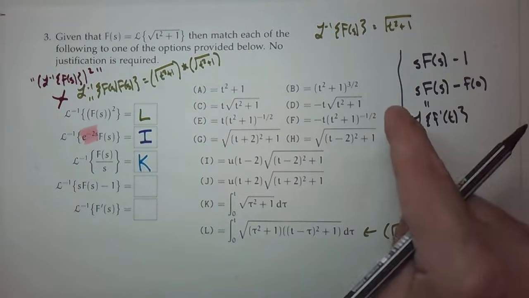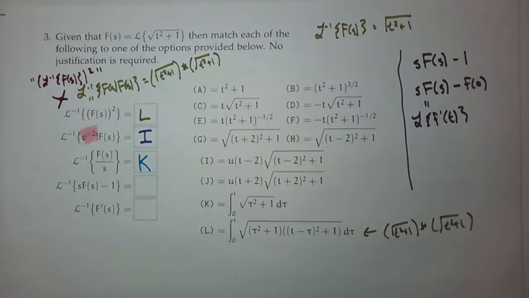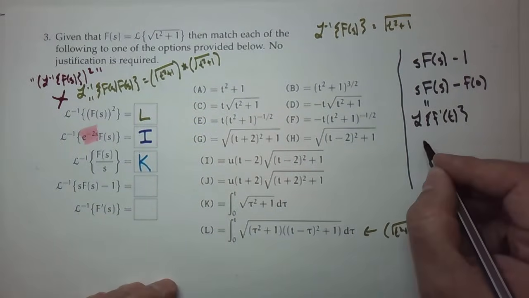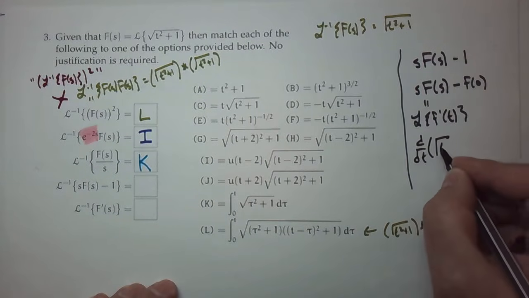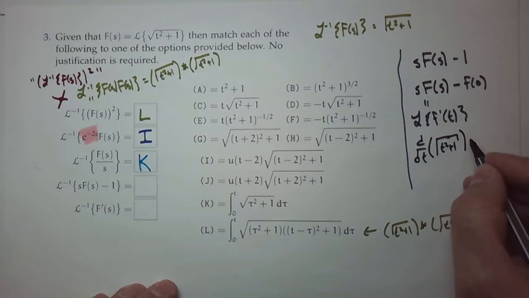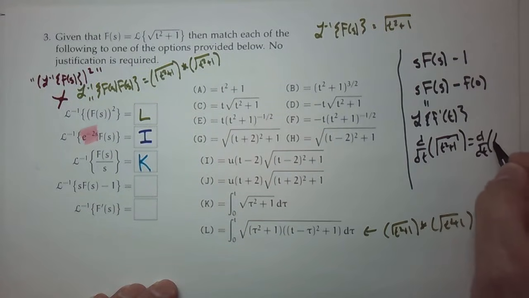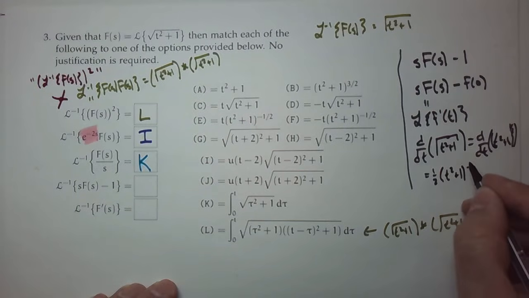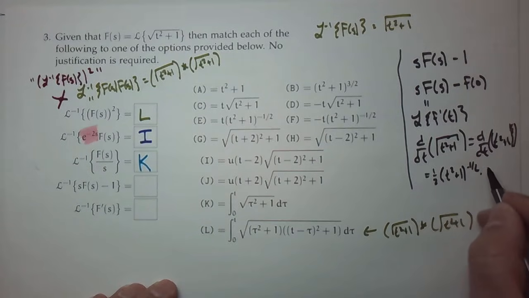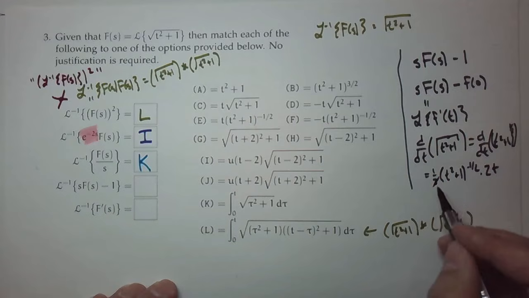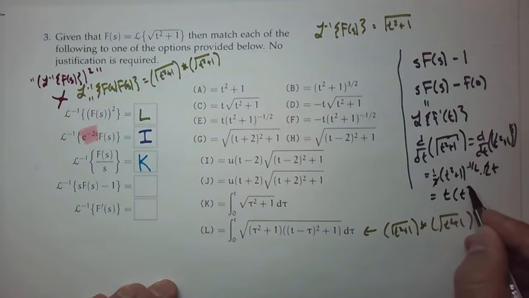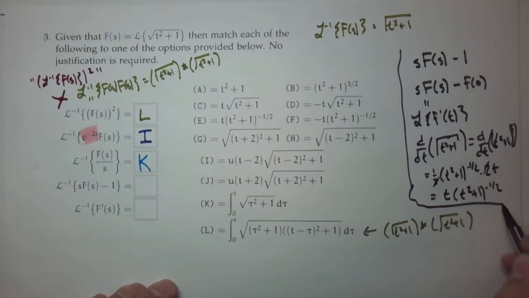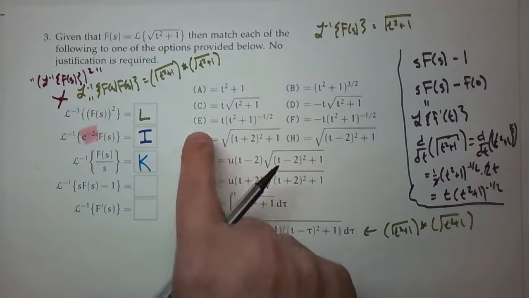So what should we be looking for? According to this, what are we trying to do to our function, square root of t squared plus 1? Yeah, we're looking for the derivative of the square root of t squared plus 1. We know how to take derivatives, I hope. T squared plus 1 to the half power. The half comes down. T squared plus 1 to the minus half power, because half subtract 1 is minus a half, times the derivative of the inside, which is 2t. The 2's cancel. So we're looking for t times t squared plus 1 to the minus a half. Does that show up anywhere? It shows up, yeah, it's e.